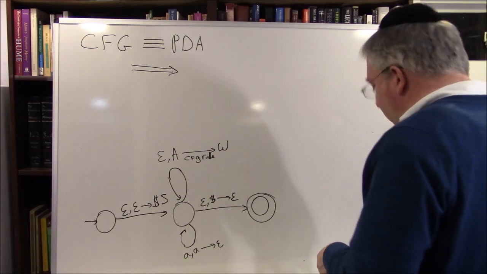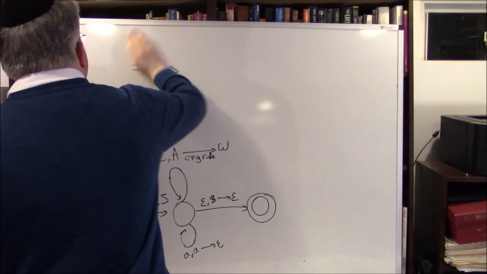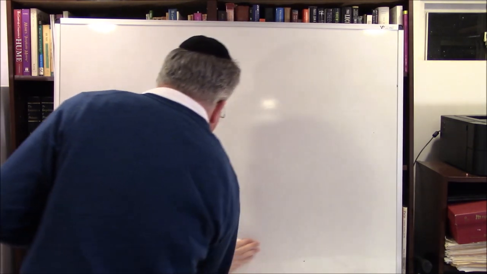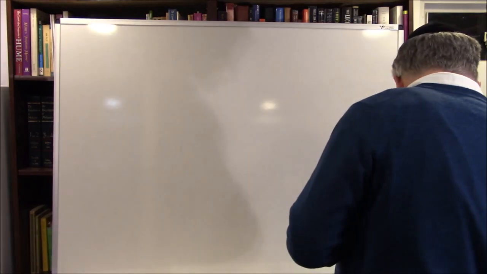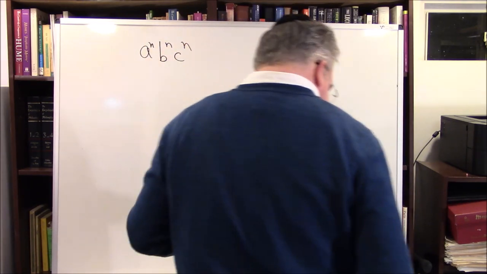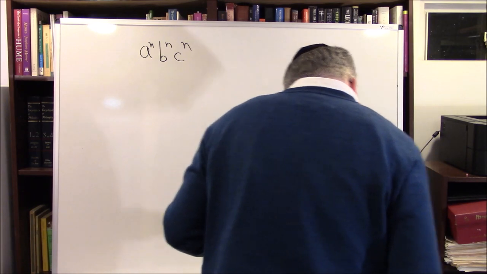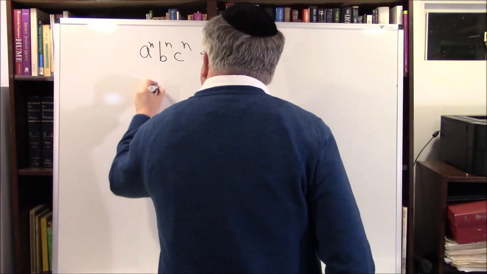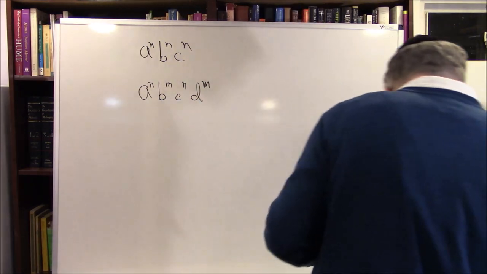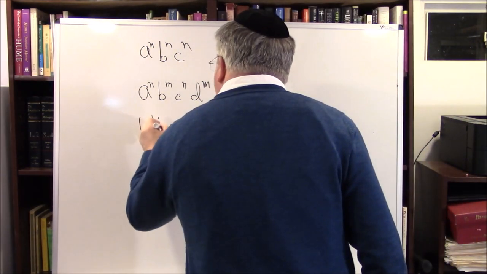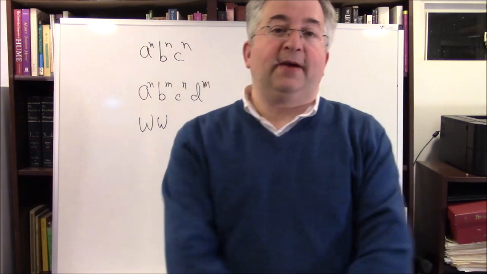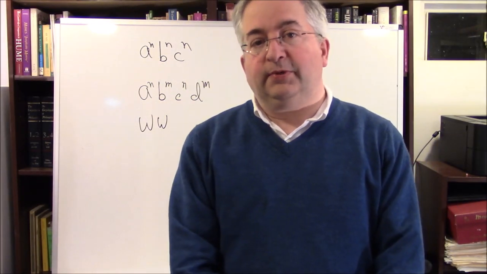I want to ask you to do the following languages as pushdown automatons. I'm going to wait for you to do them. Three of them. A to the N, B to the N, C to the N. Now with this one, A to the N, B to the M, C to the N, D to the M. And finally this one, a word followed by a word. So press stop on your YouTube, work out these three examples. Start again.